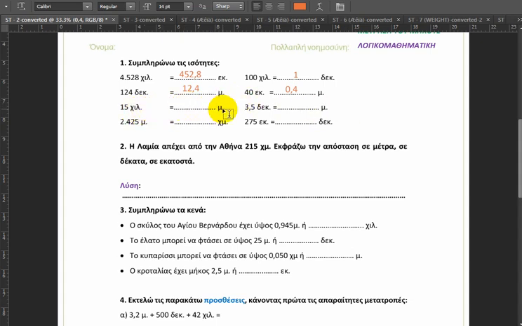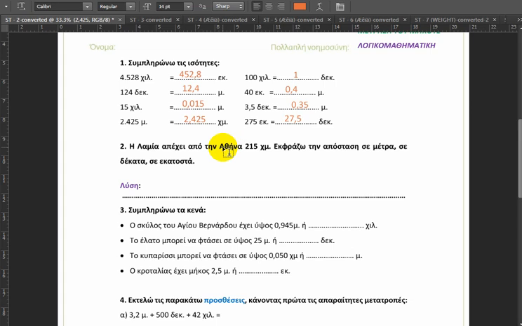15 millimeters into meters, so that means I'm going 3 steps up, so divide by 1,000. 15 divided by 1,000 would give me 0.015. 3.5 decimeters into meters, that's a step up, so divide by 10 gives me 0.35. 275 centimeters into decimeters is a step up, so 275 divided by 10 gives me 27.5. And lastly, for this exercise, 2,425 meters into kilometers is 3 steps up, so divide by 1,000 would give me 2.425.